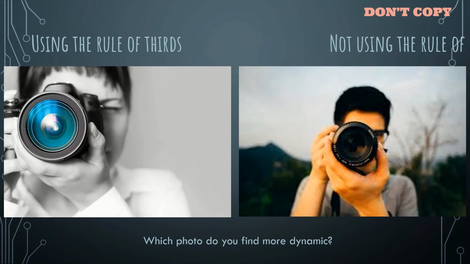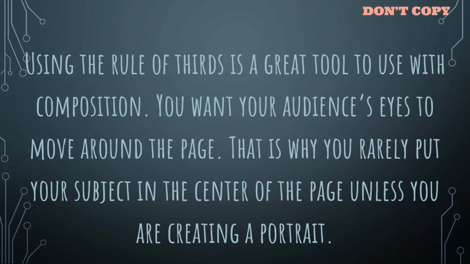On the next one, I've taken off the grid for the rule of thirds, but you can still see it. On the left, the lady taking the photograph is on the far side of the picture, and on the right, the gentleman is right in the center of the picture. So as you can tell, just moving the subject matter over a little bit makes it more dynamic or interesting. Using the rule of thirds is a great tool to use with composition. You want your audience's eyes to move around the page. That is why you rarely put your subject in the center of the page unless you are creating a portrait.